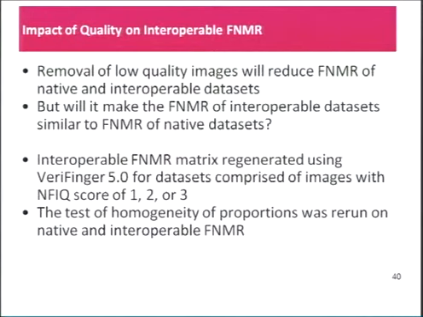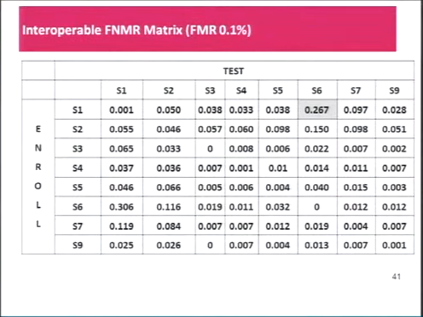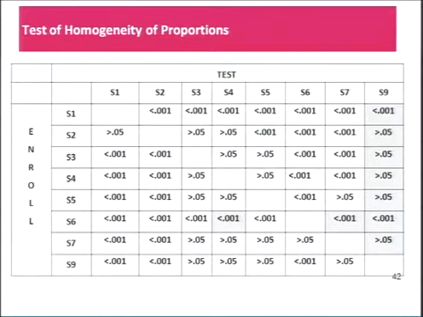So then we looked at the impact of image quality on interoperable false non-match rate, and the idea was to remove the lowest quality images from the interoperable datasets and see what kind of an impact it had on the false non-match rates. The idea was that if you remove poor quality fingerprints, then you should see an improvement in the performance. So let me just quickly skip through this. This was just the numerical analysis.